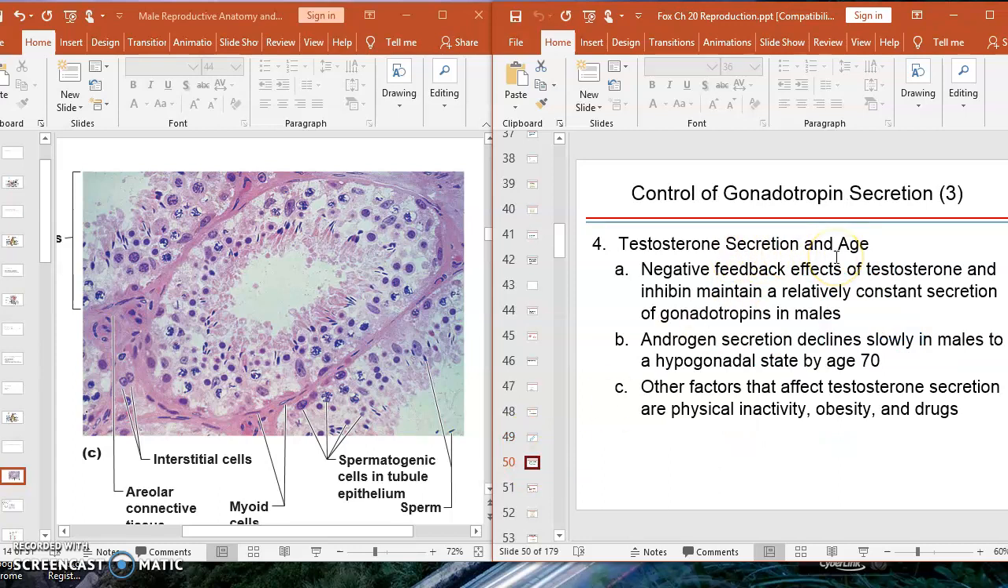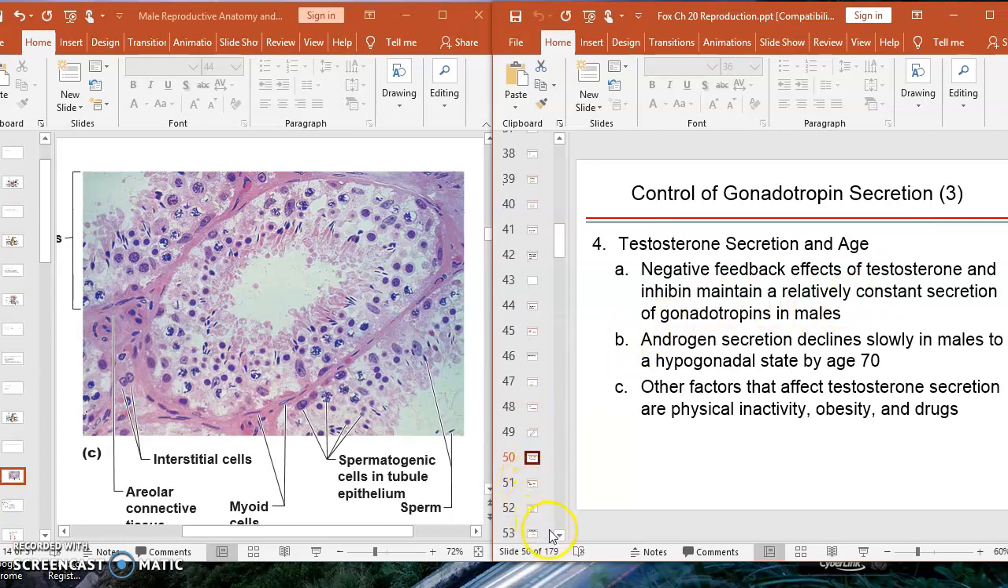Testosterone secretion and age. Okay. Testosterone secretion will start to decrease in the male around the time of the 20s, and it will progressively decrease. Now, by the time the person is 70, it's pretty much down to the same level of androgens in a female. Okay? Now, things that can expedite its decrease would be physical inactivity, not exercising, obesity, and certain drugs can do that. Testosterone, again, once it reduces, some of the male secondary characteristics and even primary characteristics start kind of going away.